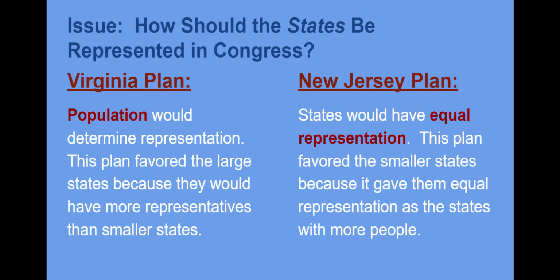The small states were worried they wouldn't have enough say in decisions. They wanted every state to have an equal number of representatives. This plan favored the smaller states and is known as the New Jersey Plan.